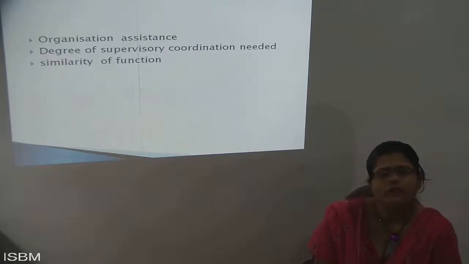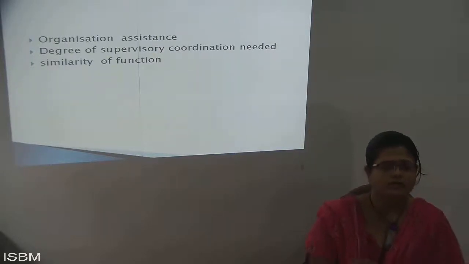And last, whatever the functions, whether planning, organizing, directing, controlling, or staffing, there should be a similarity. Means there should be a proper way to perform, and with the help of that proper way, you are analyzing each and every term for the proper functioning of life.